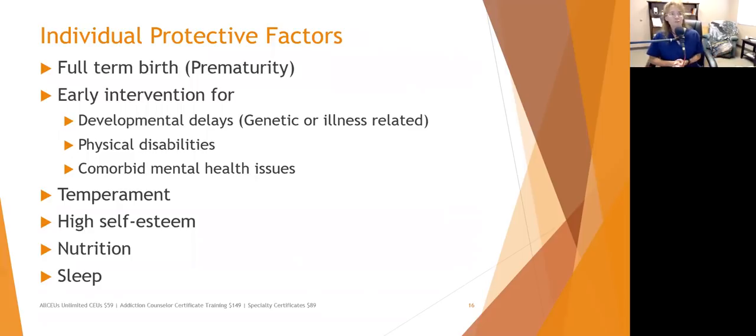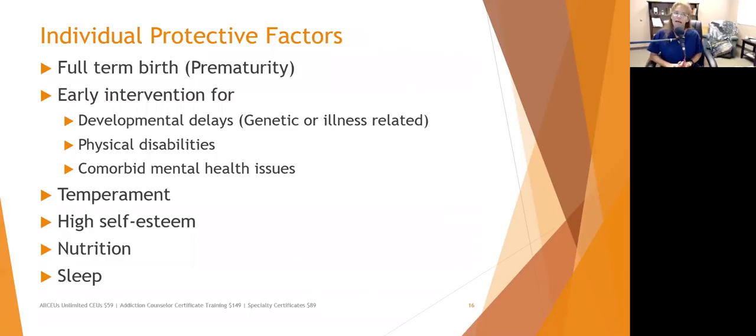Comorbid mental health issues. We want to look for them. Sometimes a child may be born with mental health issues and start showing signs of depression or anxiety or OCD or ADHD at a very young age. It's not super common, but the earlier we catch it, the earlier we can provide intervention and prevent it from having a ripple effect on their development.